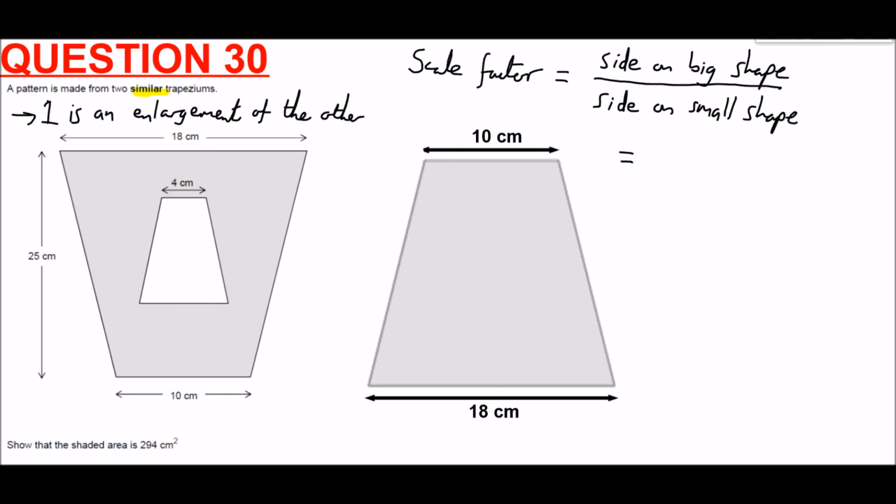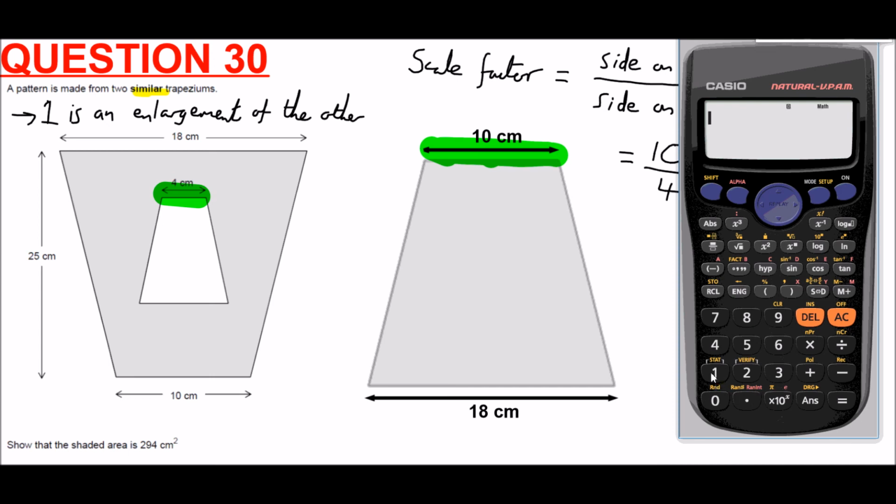So which two sides do we know for both the big one and the small one? We know the top thinner side of the small trapezium is 4, and that corresponds to this side over here, which is 10. So for the scale factor of enlargement, the side of the big shape is 10 divided by the side on the smaller shape, which is 4. So 10 divided by 4 will tell us the scale factor of enlargement.